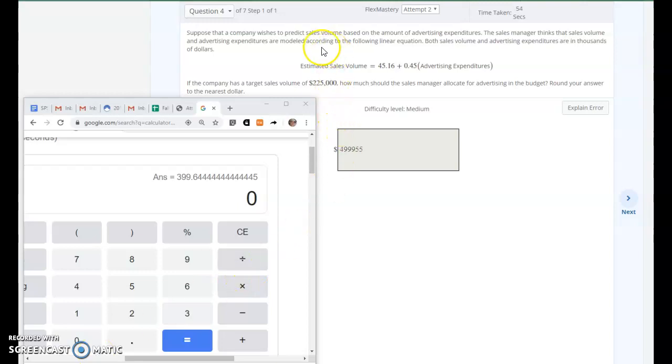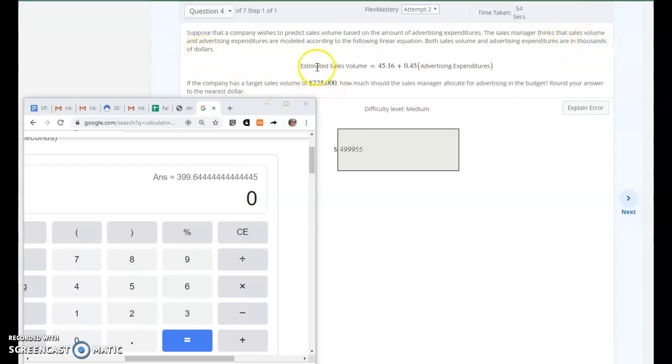So here we have a regression equation, and we can either plug in the sales volume we want to get, or we can plug in the advertising expenditures and then predict the sales volume. So we can plug in either one. In this case, we know the sales volume we'd like to get, but we do have to be careful because it says that the sales volume and advertising expenditures are in thousands of dollars.